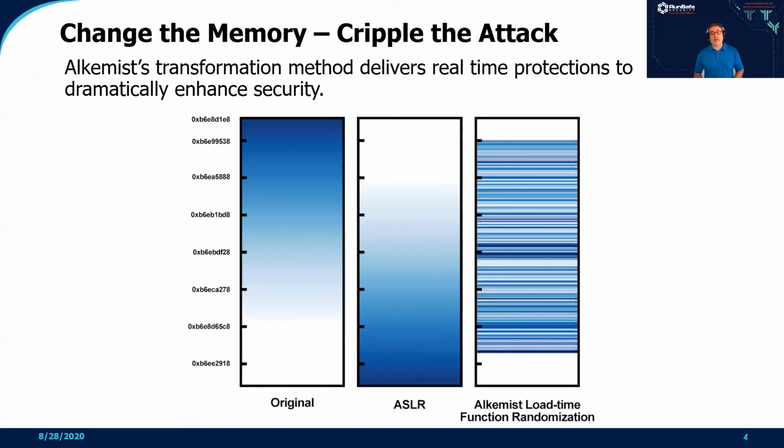The third column is RunSafe's Alkemist approach, where the randomization is at a much more granular level. In our work with NAVAIR, when we were hardening their FADEC, full authority digital engine controller, that produced 2 to the 32nd variations. So high granularity, and denying the attacker information about location denies them the ability to exploit those memory corruption vulnerabilities.